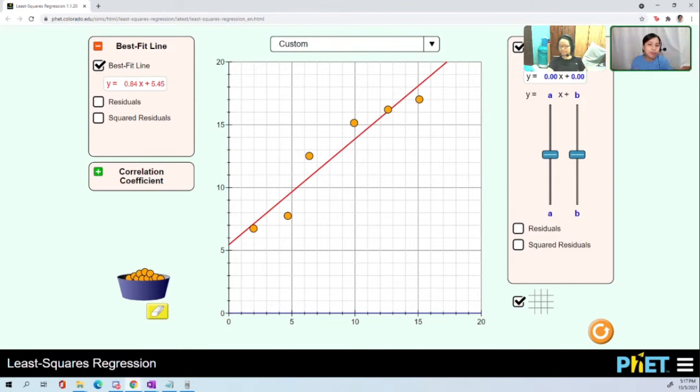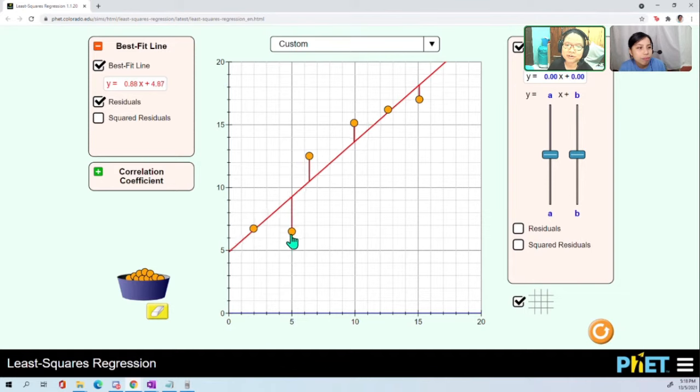So how does the computer know to draw this line? Turns out they have a fancy equation way to do it. But we always say that you want the points to be equal amounts above and below the line. And here, you can see it very clearly if we click that residual box. So you see, the amount of points above the line, those two, are kind of equal to the amount below the line.